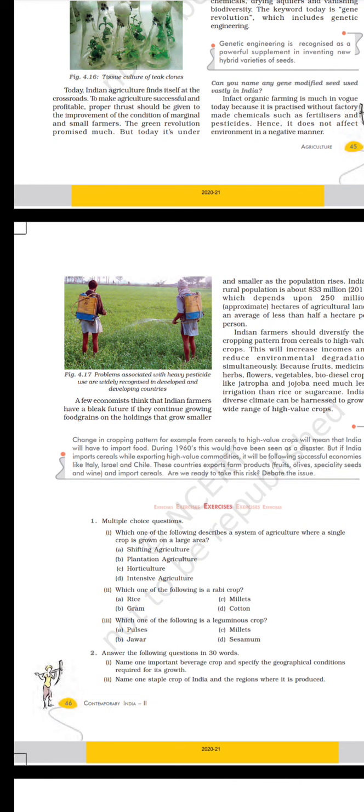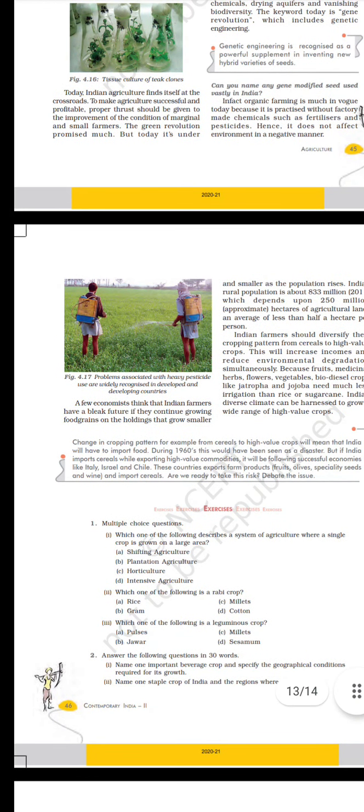Change in cropping pattern, for example, from cereals to high value crops, will mean that India will have to import food. During the 1960s, this would have been seen as a disaster. But if India imports cereal while exporting high value commodities, it will be following successful economies like Italy, Israel, and Chile. These countries export farm products, fruits, olives, specialty seeds and wine, and import cereals. Are we ready to take this risk? Debate the issue.